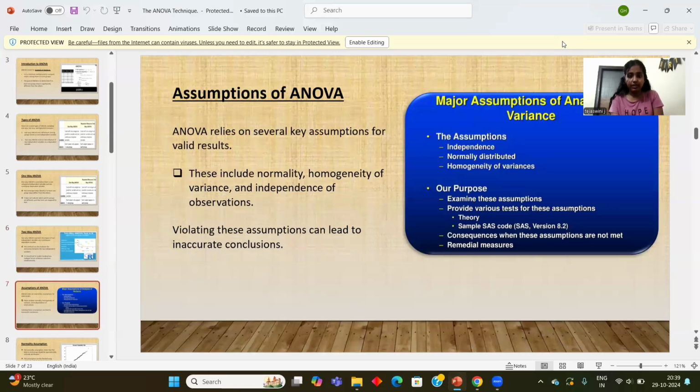Let us see some of the assumptions of ANOVA. ANOVA relies on several key assumptions for valid results. These include normality, homogeneity of variance, and independence of observations. Violating these assumptions can lead to inaccurate conclusions.